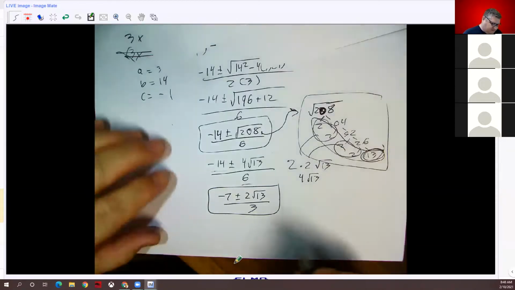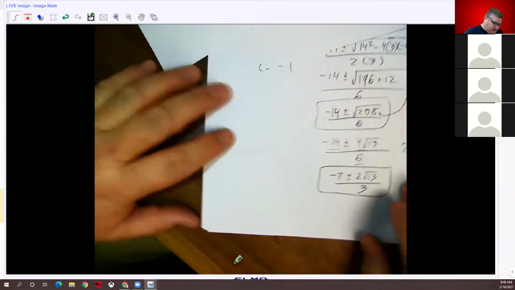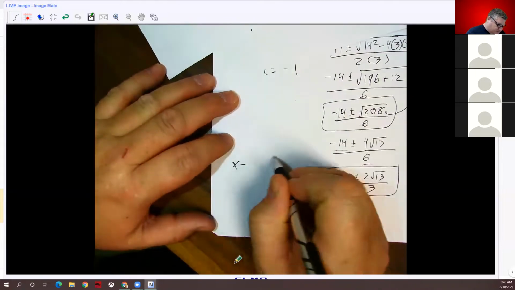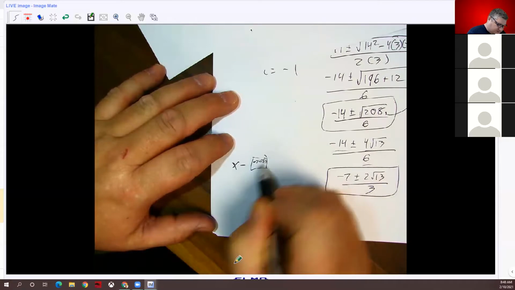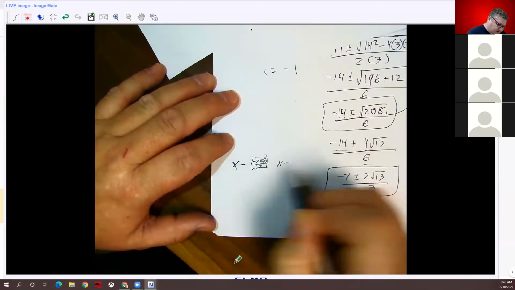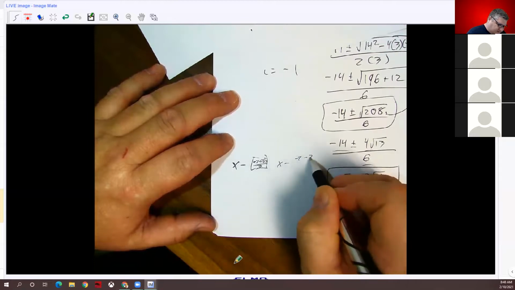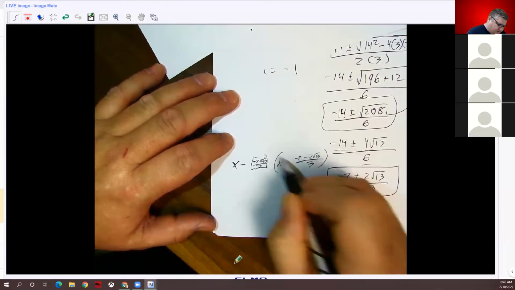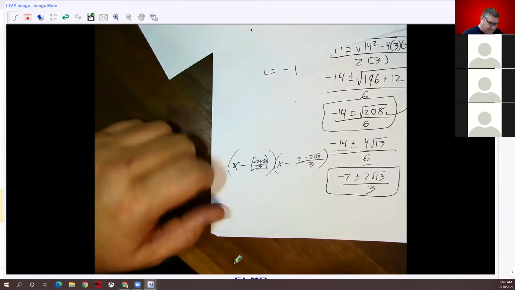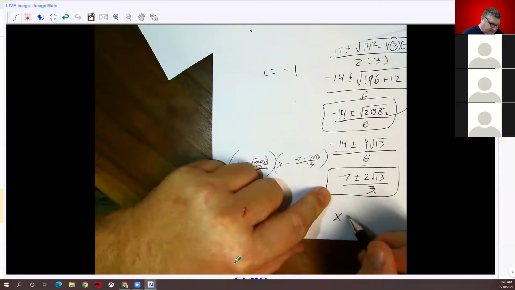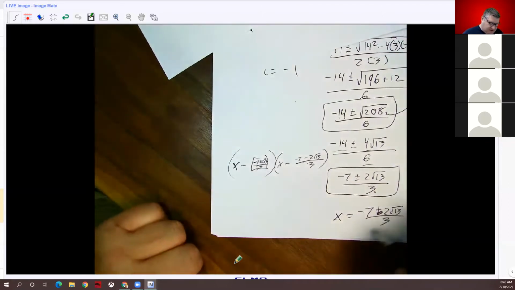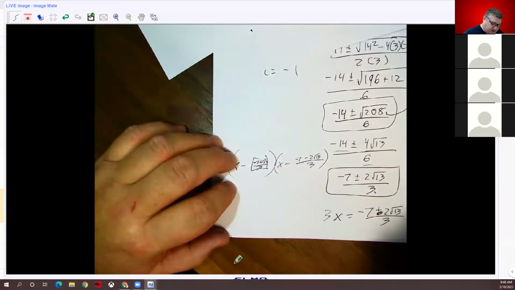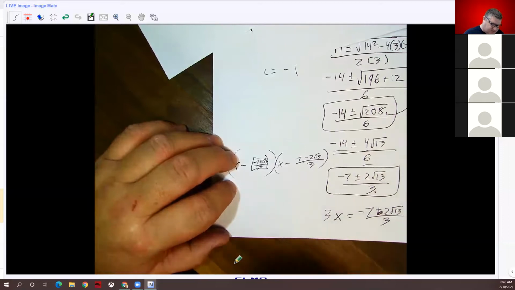Now, alternatively, let's take something nasty like this guy. Okay, x minus box, and what goes in the box? x minus negative 7 plus 2 root 13 over 3, x minus negative 7 minus 2 root 13 over 3. That would be fine, but that's really nasty. Could I say x equals negative 7 plus 2 root 13 over 3? I could do this, and I could multiply again by 3, and then I could subtract 7, and I could subtract that over.